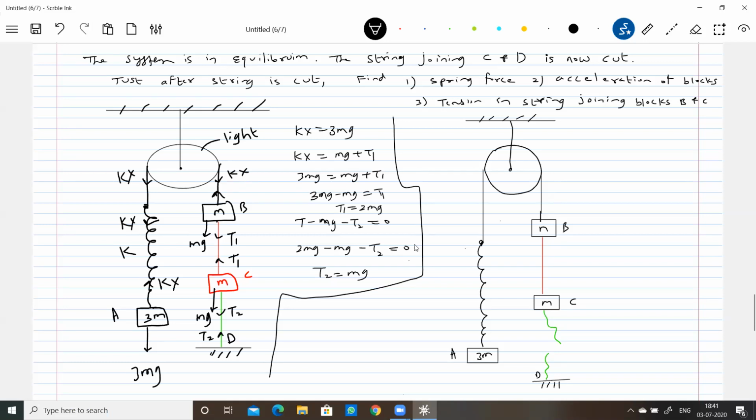Sir, tension in the string connecting B and C can change suddenly, right, sir? Sudden change in tension is possible. Sudden change in spring force is not possible, sudden change from compression to elongation is not possible. Okay, your tension can change. So we don't know what tension will be. Let it be some unknown value T. Then work out the problem.